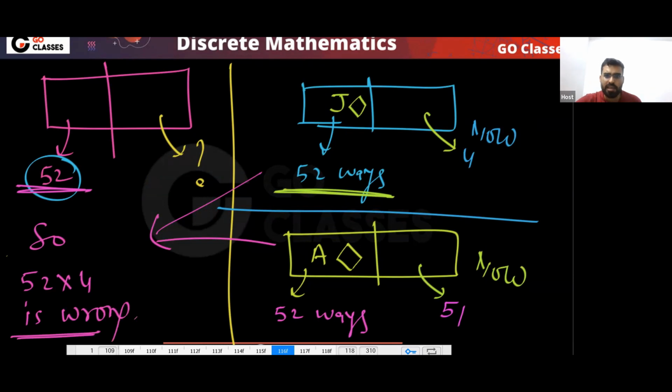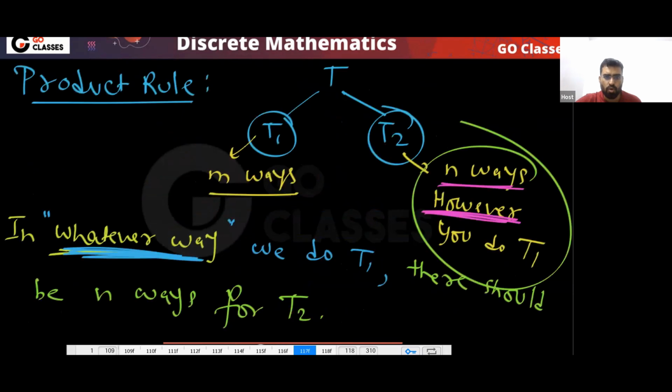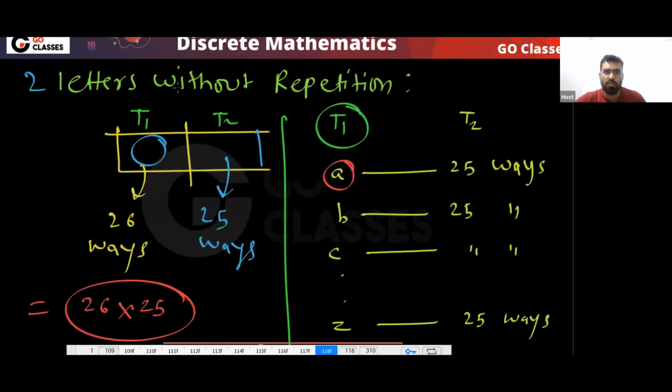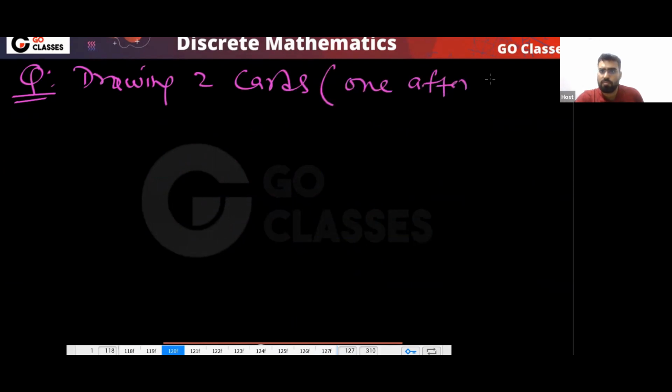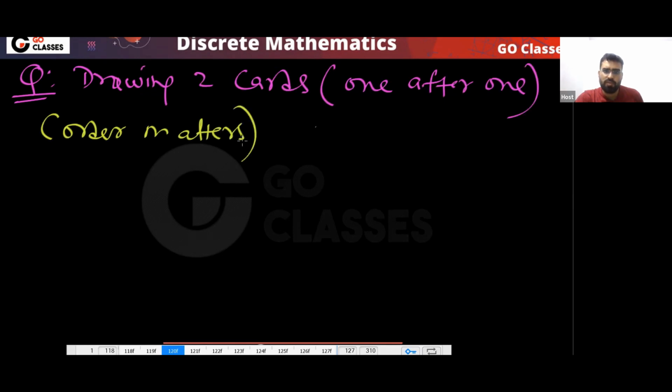But this question you can solve by cases. Remember, this same question, drawing 2 cards, you can solve by cases. How will you solve by cases? The same question, basically you are drawing 2 cards, one after one. Order matters. At least one ace, containing at least one ace.